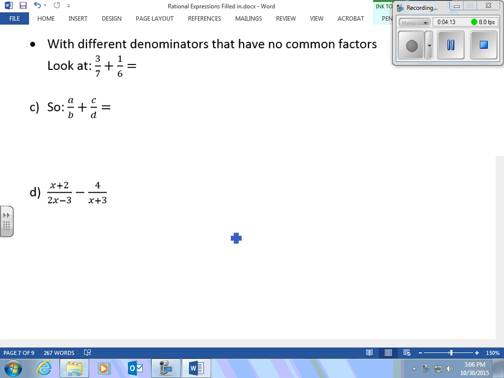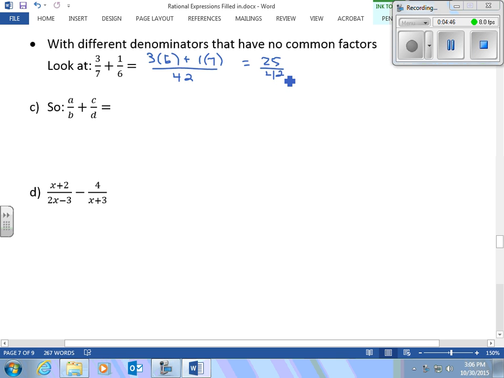And if we look at that, we would go, well, 7 times 6 is going to be our lowest common denominator, which is 42. So that means we need to multiply the first term by 6, and we're going to multiply the second fraction by 7. So we really will end up with, as 42 is our denominator, a 3 times 6 plus a 1 times 7. So 18 and 7 is 25 over 42.